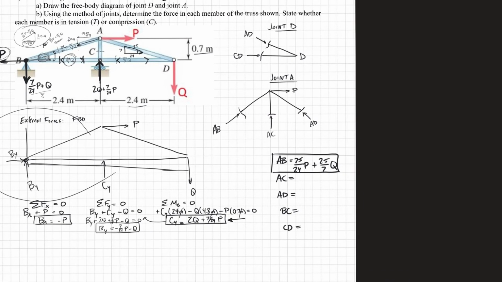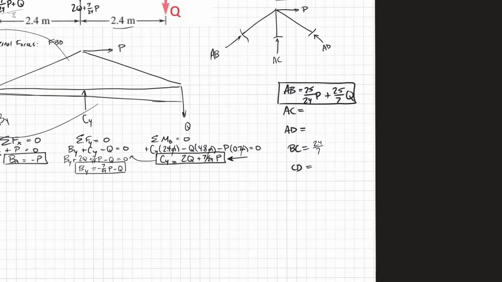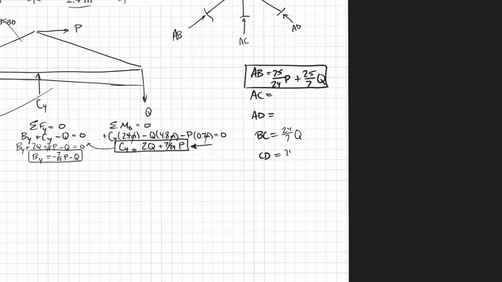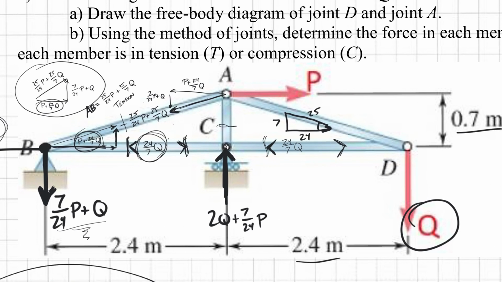So where are we? 24 over 7. Is it q or p? I can't remember. Q. 24 over 7q. That's kind of interesting, especially because Q is way over here, right? It's causing all of this to compress all the way down. Now, let's look at joint A. Oh, no, we still got to finish this joint, don't we?